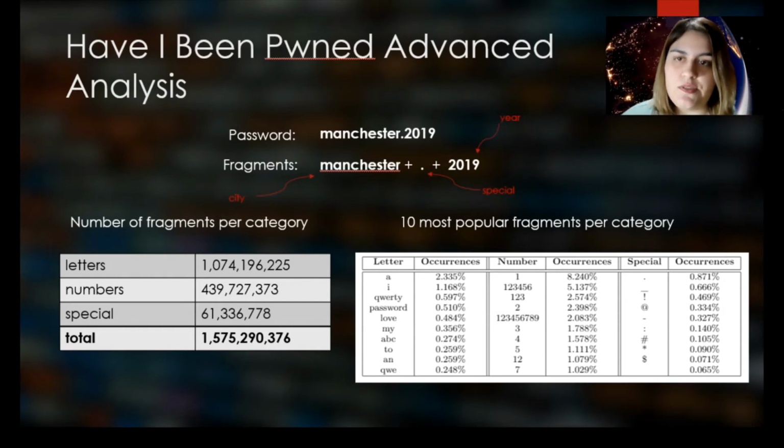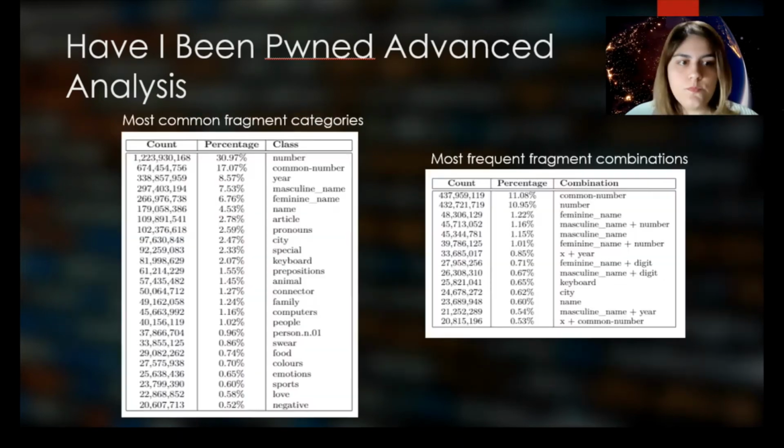You can also see on the slide the number of fragments per category and the total number of fragments, which is about 1.5 billion. It's worth mentioning that the original Have I Been Pwned list contained about 500 million passwords, which means that the number of fragments is about 3 times as much. You can also see the 10 most popular fragments per category, and there are some entries that are not very surprising, such as keyboard walks, sequences of numbers, single digits, and single symbols.